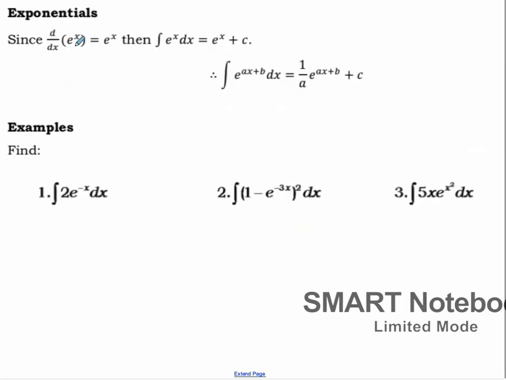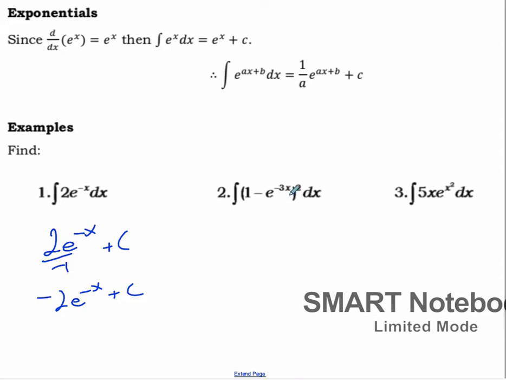Now remember, the derivative of e to the x is just e to the x, so we're going to do a couple of these. So this is the same, right? The integral is going to be exactly the same, except we have to divide by the derivative of the exponent, so we have to divide by negative 1, which is just negative 2e to the negative x plus c.